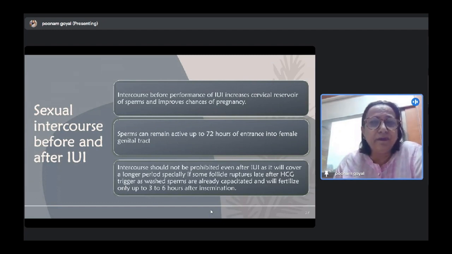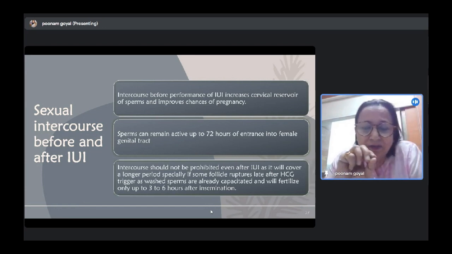Intercourse before performance of IUI increases the cervical reservoir of sperms and improves chances of pregnancy. Sperms can remain active up to 72 hours of entrance into the female genital tract. Intercourse should not be prohibited even after IUI, as it will cover a longer period, specifically if some follicle ruptures later after the HCG trigger, as washed sperms are already capacitated and they will fertilize only 3 to 6 hours after the insemination.